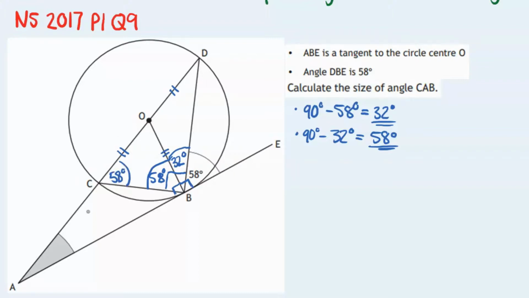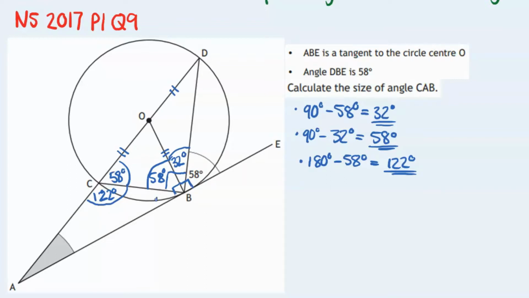Okay. Now we can use the straight line 180 degree rule to figure out this angle here. So let's do that. So it'll be 180 degrees, take away 58 degrees, and that will give us 122 degrees over here. So let's put that down, 122 degrees. Okay, so we have a straight line, so 58 plus 122 equals 180 degrees as normal.